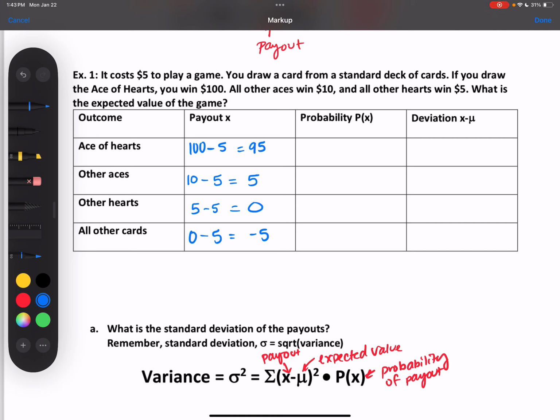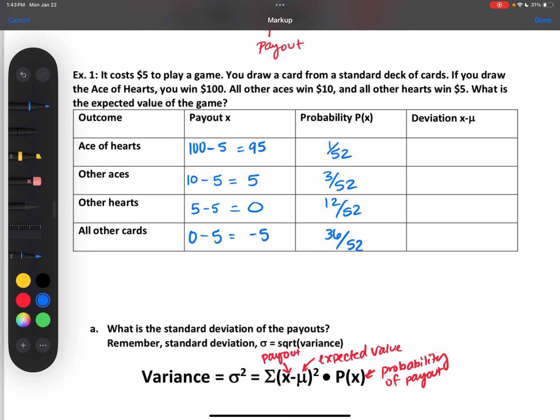All right, so what is the probability of getting an ace of hearts? 1 out of 52. How about other aces? 3 out of 52. Other hearts? 12 out of 52. And all other cards? How many other cards are not aces or hearts? It's basically 36. So we had to subtract from 52 the 13 hearts and then the 3 other aces, because the ace that's a heart would have been counted twice otherwise.